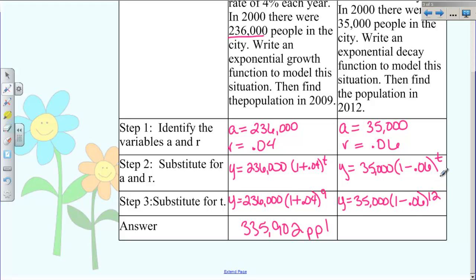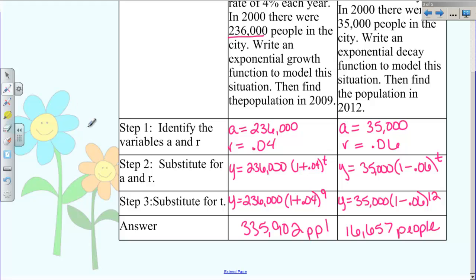And I'm going to do the same thing. I'm going to go use my calculator. I'm going to plug that in, and I'm going to round to the nearest whole number because I'm still talking about people. I still have population. So after 12 years, if people are leaving the city at this rate, I would only have 16,657 people left in my city.